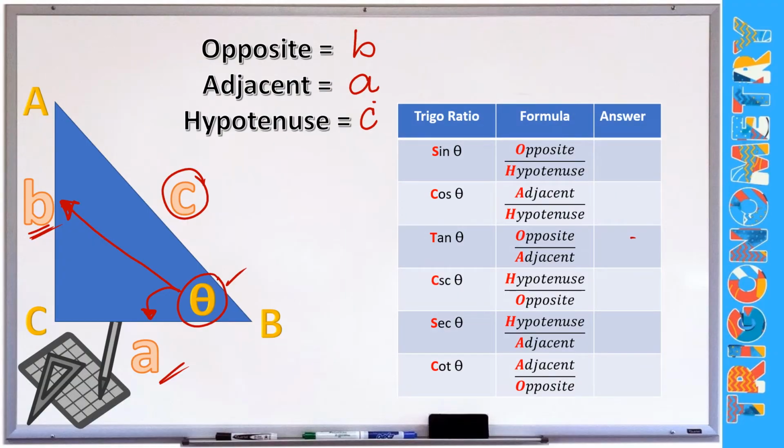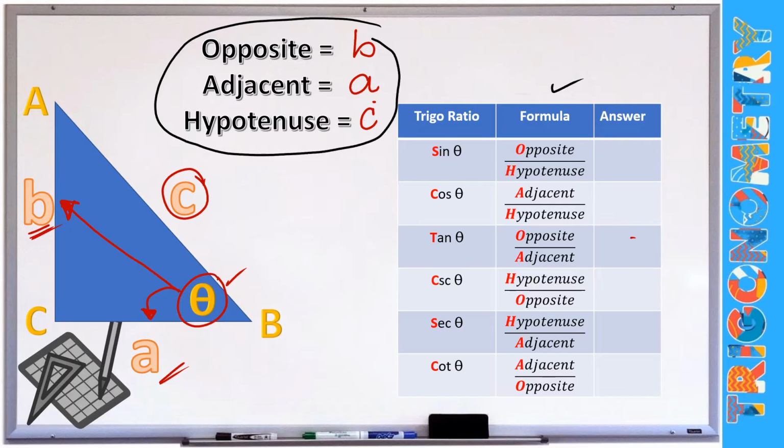So I'm just going to show the formula for you to write. We have here your sine theta is opposite over the hypotenuse. So we're just going to look at these three and this formula. Our opposite is B and our hypotenuse is C. Then cosine theta is adjacent over hypotenuse. Adjacent is A and hypotenuse is C. For tangent, we have opposite over adjacent. Opposite is B and your adjacent is A.